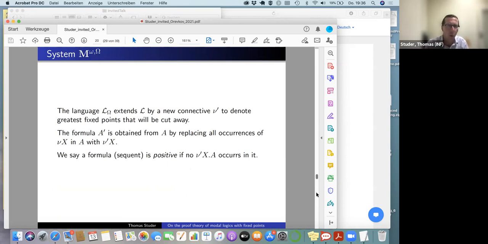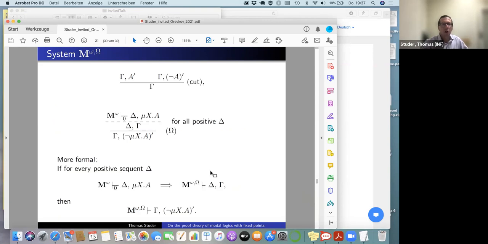To get some control over which rule we need, we introduce this additional operator mu prime for the fixed points that will be cut away later. And we say a formula is positive if no mu prime occurs in it. So that means it will never be applied to some cut rule. So our new infinitary rule is the following, this big omega rule. We can draw it like this. If we spell it out, it means the following.